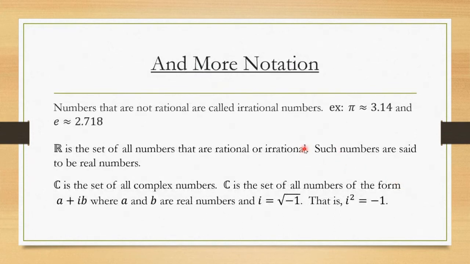But what am I getting at here? There are rational and irrational numbers, and then we have the set of real numbers. That's what this R is. This is the set of all numbers that are rational or irrational. That's what the real numbers are. For the most part in this course, these are the numbers we're going to be working with. Someone had a question?